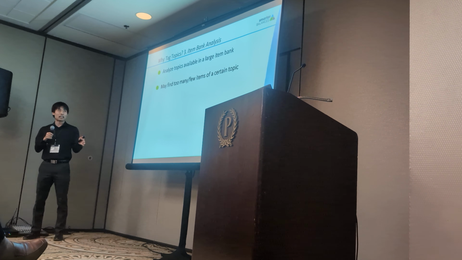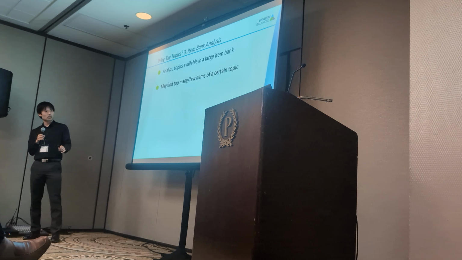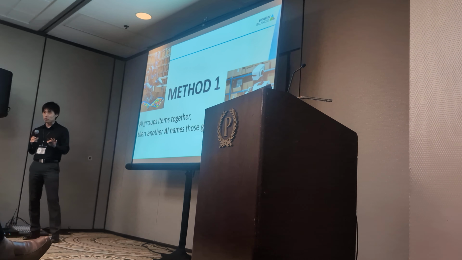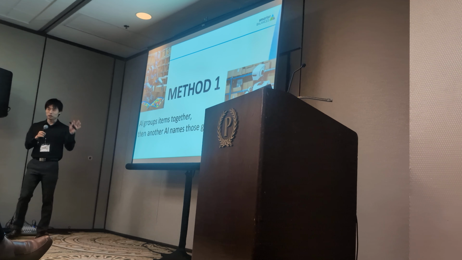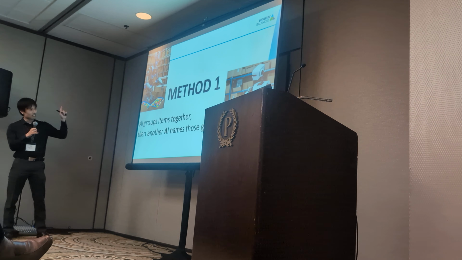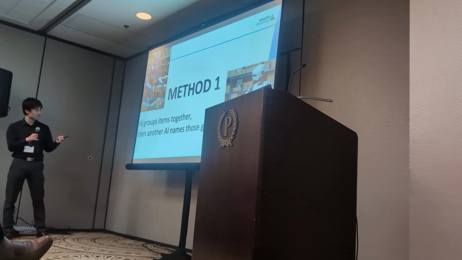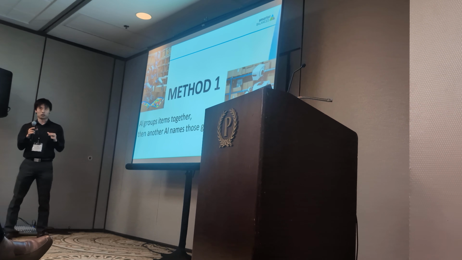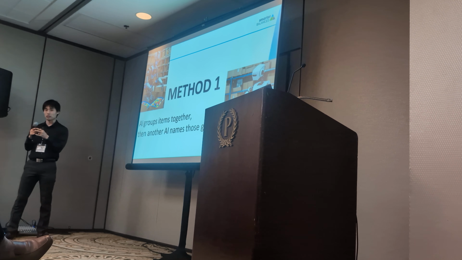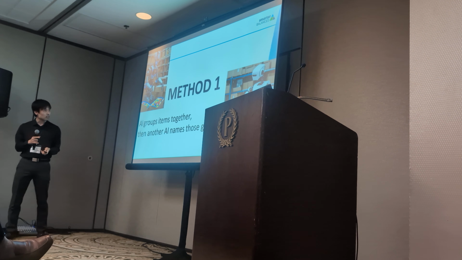So our item bank is huge, and we don't want to tag item topics manually. We want to try to use AI and automate it. So in this project, we tried 2 different methods, and this is the first method. Basically, the first method, we used two AI models. The first model would group similar items together based on their topics. And the second model would name those groups.